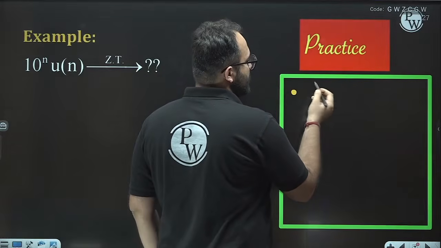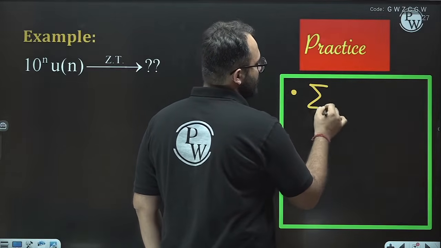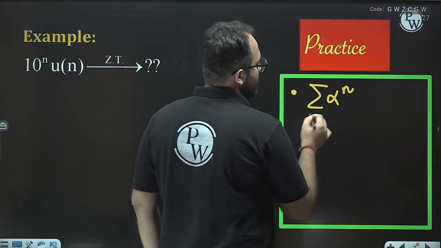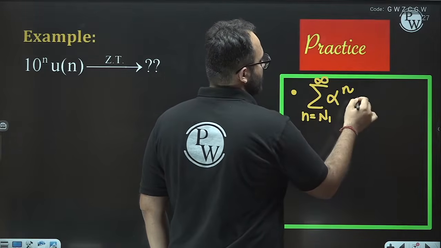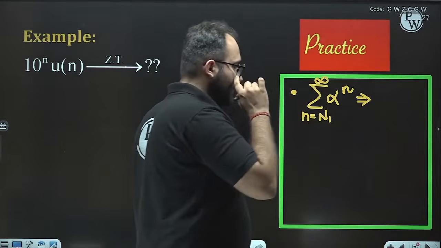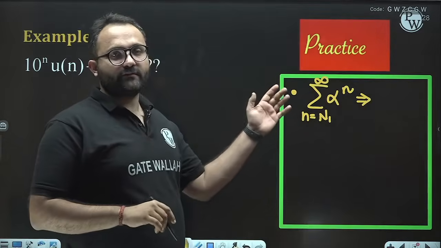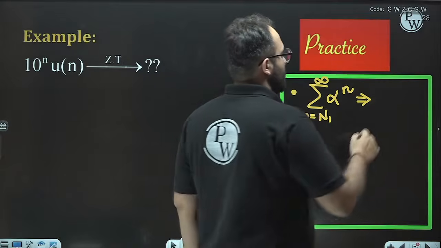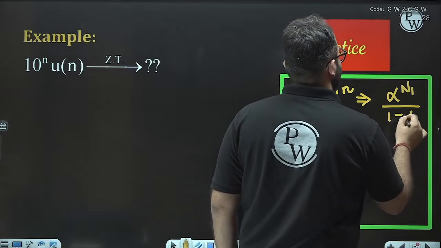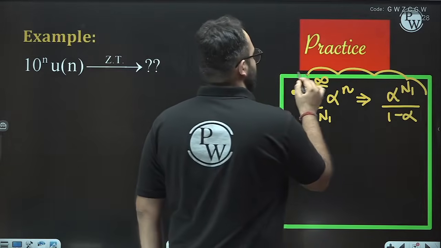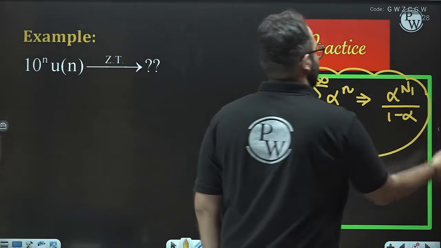Suppose we have any GP, with this summation of alpha to power n, where n goes from n1 to infinity. It means it's an infinite GP summation, n1 to infinity alpha to power n. So here the summation is alpha to power n1 upon 1 minus alpha, okay, alpha to power n1 divided by 1 minus alpha.